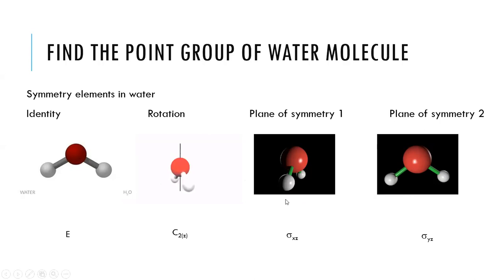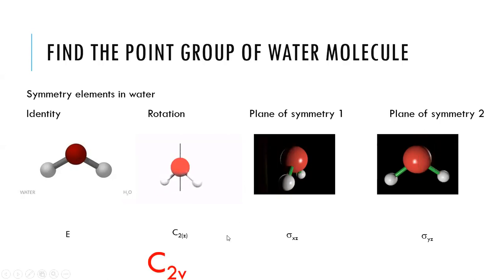Many will be tempted to say that this is a horizontal plane of symmetry because it goes along the molecule, but this is not horizontal because it goes along the C2 axis. Any plane that goes along the C2 axis is not horizontal, but any plane that is perpendicular to the C2 axis is horizontal. So this is actually a vertical plane, and this is also a vertical plane, as you can see it also goes along the C2 axis. So there are 2 vertical planes. So there is a C2 axis and N sigma V's, that is 2 sigma V's. So the point group for this molecule is C2V.